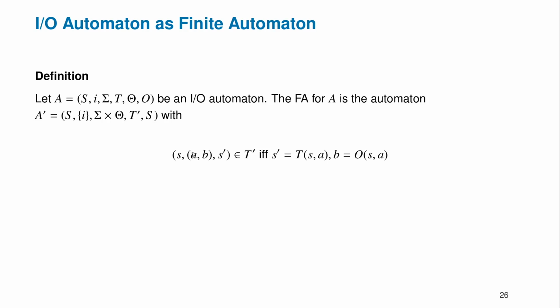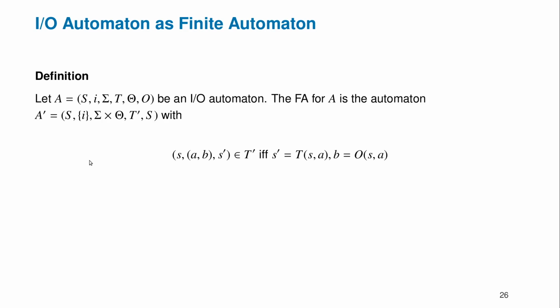We can do such a step if and only if, and now the transition function and the output function come into play. So we can do a step from state S when reading A to a state S prime. So from S with A we go to S prime, and the output when doing this step, so when we are in state S, read an A, then we have the output B. This is what we have here. And this is already it. So this gives us the transition relation for our finite automaton A prime.